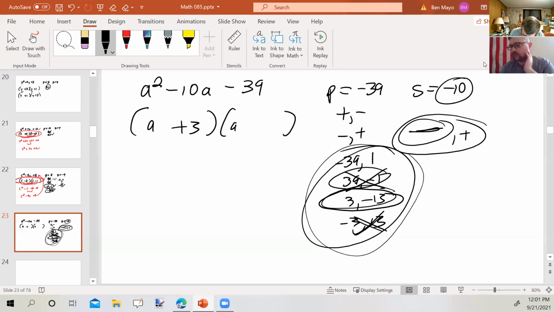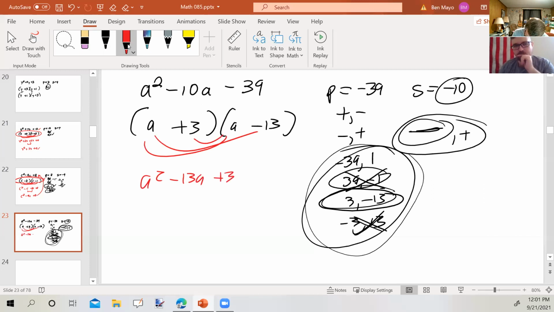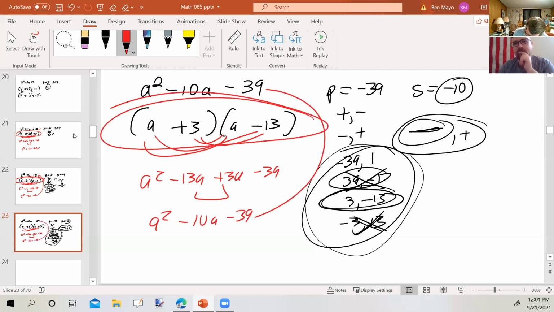Okay, so we got 3 and -13. We're going to have a squared minus 13a plus 3a minus 39. Combine like terms: a squared minus 10a minus 39. It matches, so the solution checks. You doing okay? Thumbs up? All right, good.